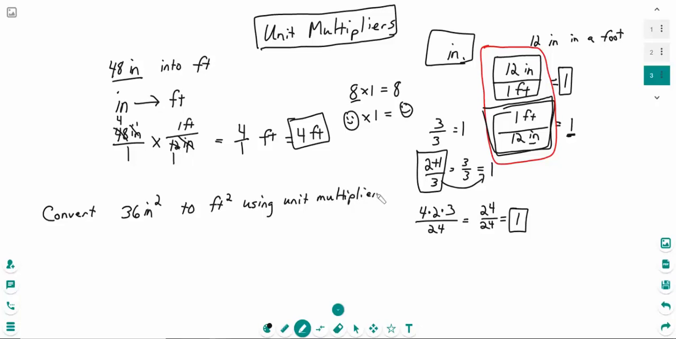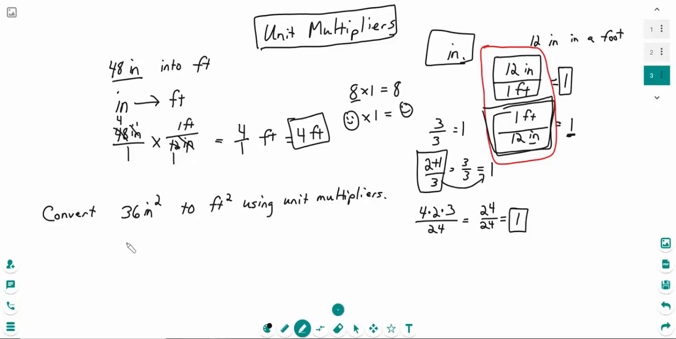Okay. So really the only difference here compared to the problems we've done before is now we're using squared units. All right. So think area. That's really what we're using here. If I have a room, or I guess this is a little bit small for a room, but if you have a space that measures 36 inches squared and you want to convert that to feet squared, we have to figure out a way to do that.